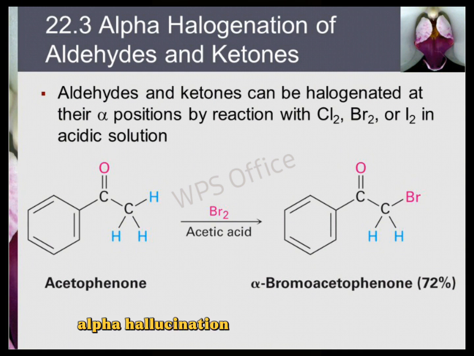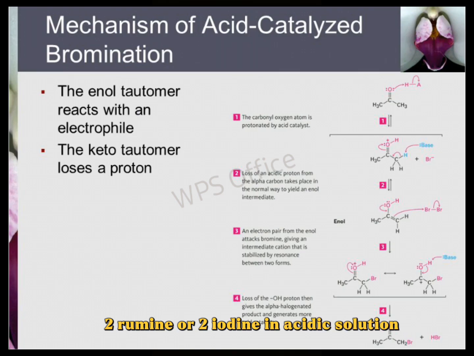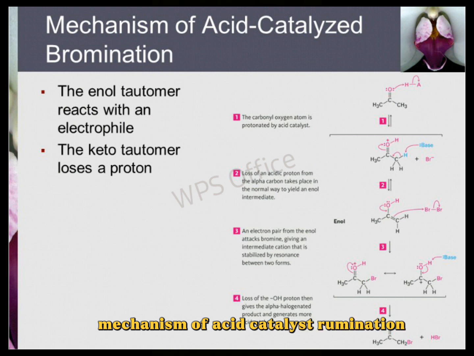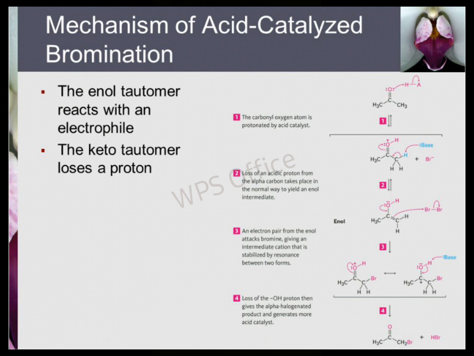Alpha halogenation of aldehydes and ketones. Aldehydes and ketones can be halogenated at their alpha position by reaction with chlorine, bromine, or iodine in acidic solution. Mechanism of acid-catalyzed bromination. The enol tautomer reacts with an electrophile. The keto tautomer loses a proton.